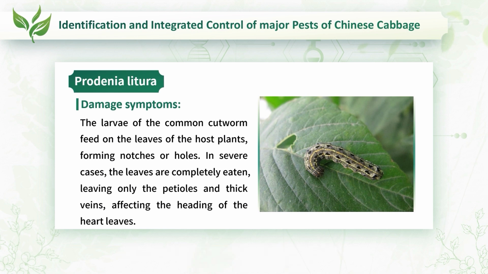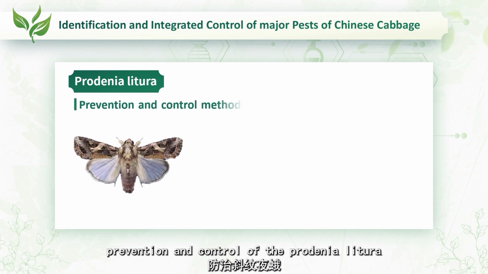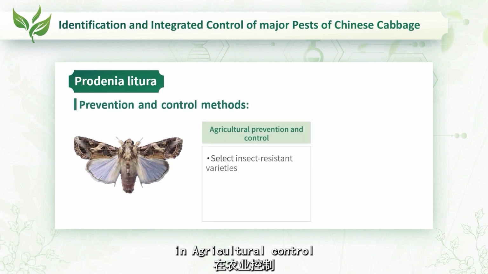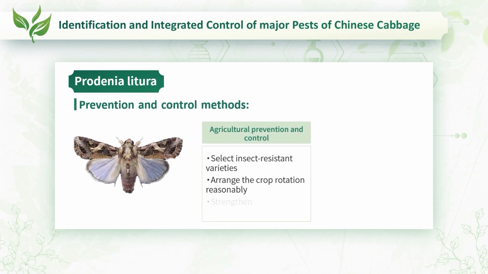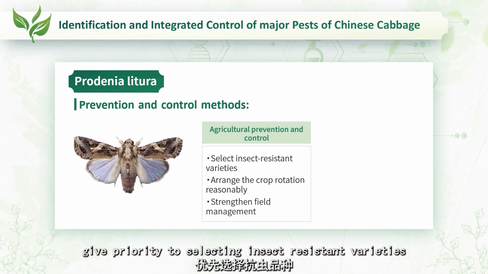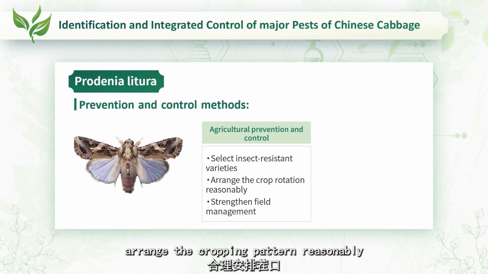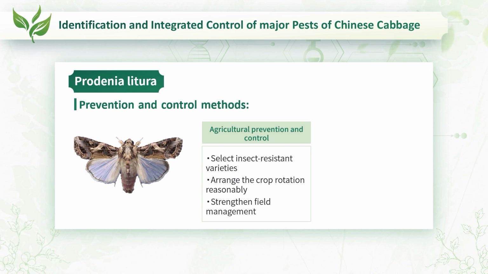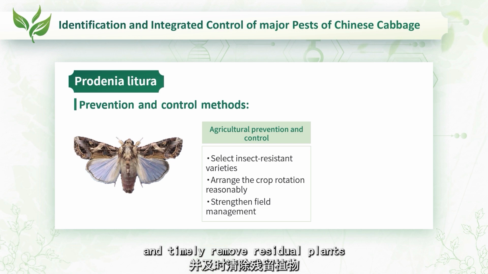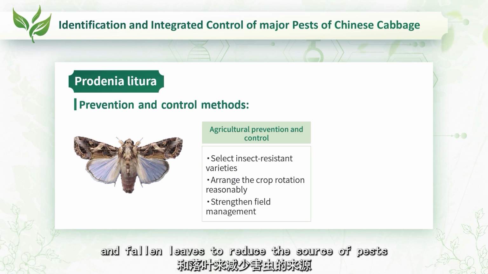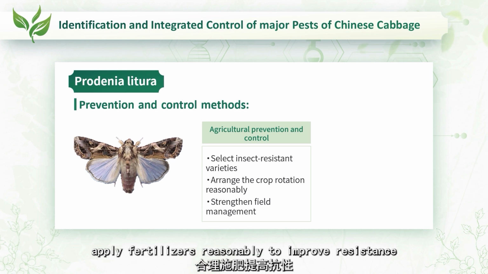heart leaves. For prevention and control of the common cutworm in agricultural control, give priority to selecting insect-resistant varieties, arrange the cropping pattern reasonably, avoid continuous cropping, strengthen field management, and timely remove residual plants and fallen leaves to reduce the source of pests. Apply fertilizers reasonably to improve resistance.